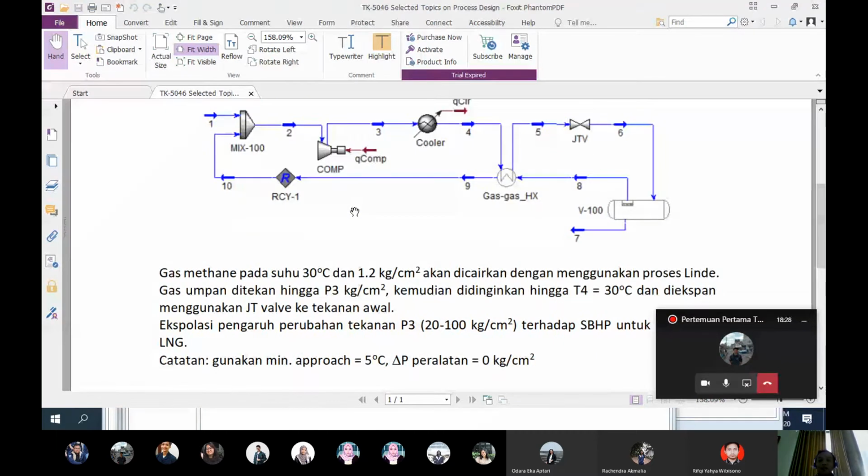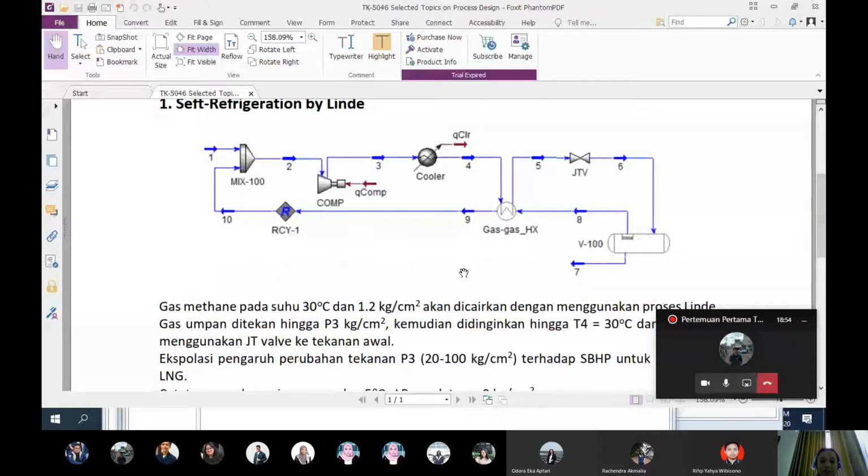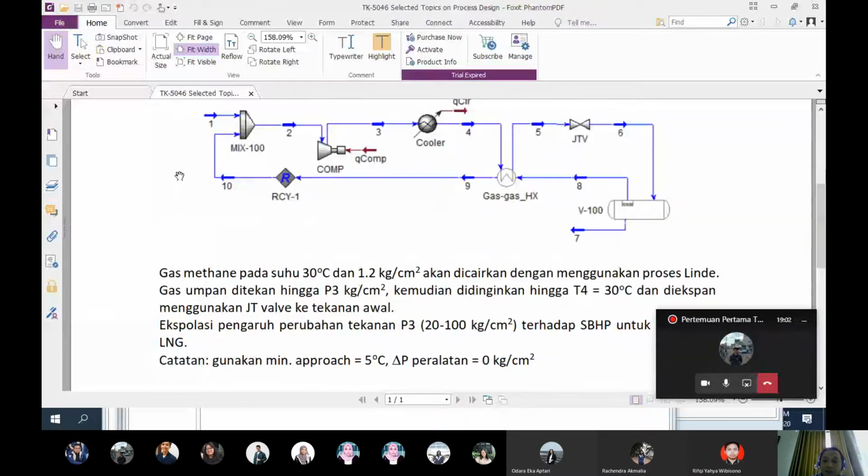Okay. Do you have any problem understanding our previous simulation with the Linde process of LNG liquefaction? Is there any comment or any question? Something that you don't understand? I will be happy to review again if you have a problem. Okay, if there is no question, I will continue with our previous case.